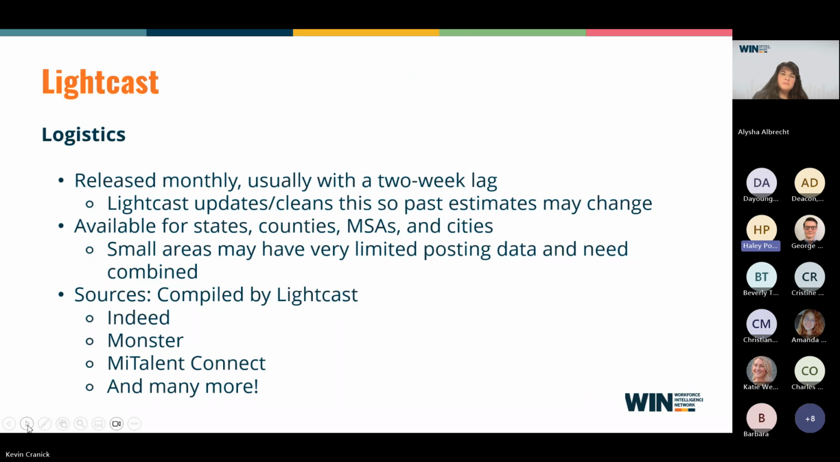Lightcast updates and cleans some of the past estimates, so they may change. They're available for state, counties, MSAs, and cities. Some of the smaller areas don't have as much data, so they need to be combined with other areas. And then, like Kevin mentioned, Indeed, Monster, Michigan Talent Connect, and more are used in the Lightcast numbers. So we use this data for, Kevin, go ahead and advance the slide.